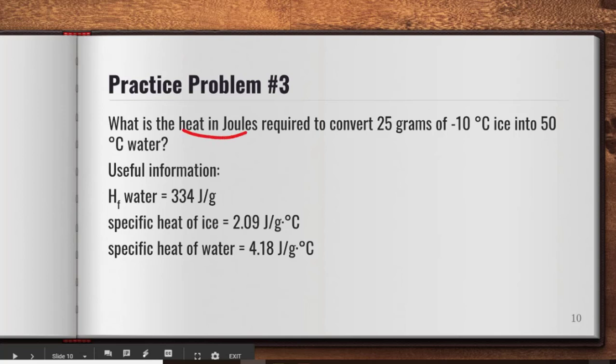The question wants to know heat in joules. We have 25 grams. We're starting at negative 10 and we're going to 50 degrees. But remember, there is a phase change here. We are going from ice to water. Okay? So that means we're going to need to do 3 equations. The first one, equation number 1. So we're going to have Q equals MC delta T.